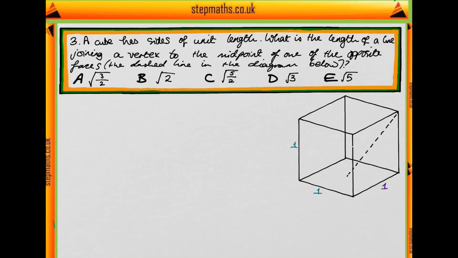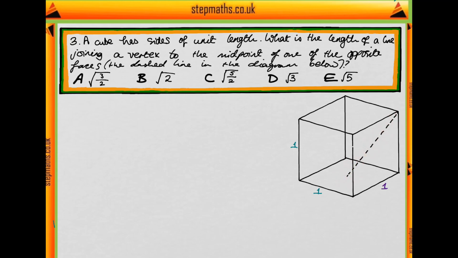So this is question 3 of the Natural Sciences Admissions Assessment specimen paper. And in this question we have a cube with sides of unit length, which means each side has length 1. And we want to find the length of the line which joins a vertex, so a corner, to the midpoint of one of the opposite faces, which is this dotted line here. So we're trying to find the length of this line.